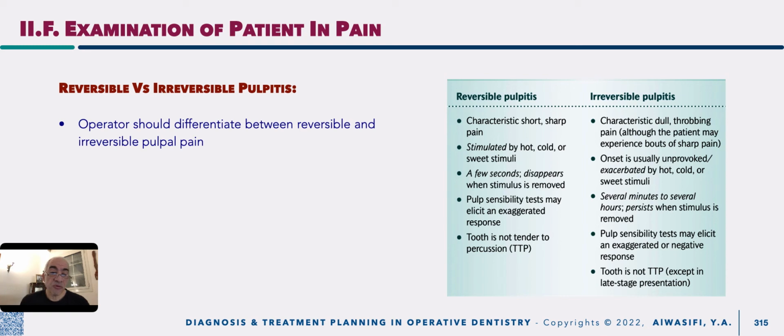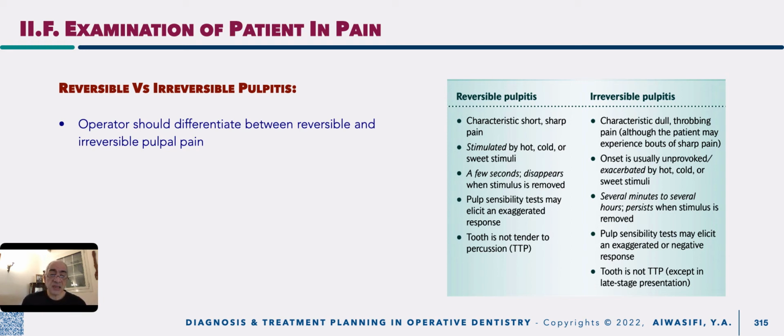For reversible pulpitis, the pain is stimulated by hot, cold, or sweet stimuli. For irreversible pulpitis, onset is usually unprovoked or exacerbated by hot, cold, or sweet stimuli. It may be a little bit continuous. It doesn't need a stimulus to be provoked.